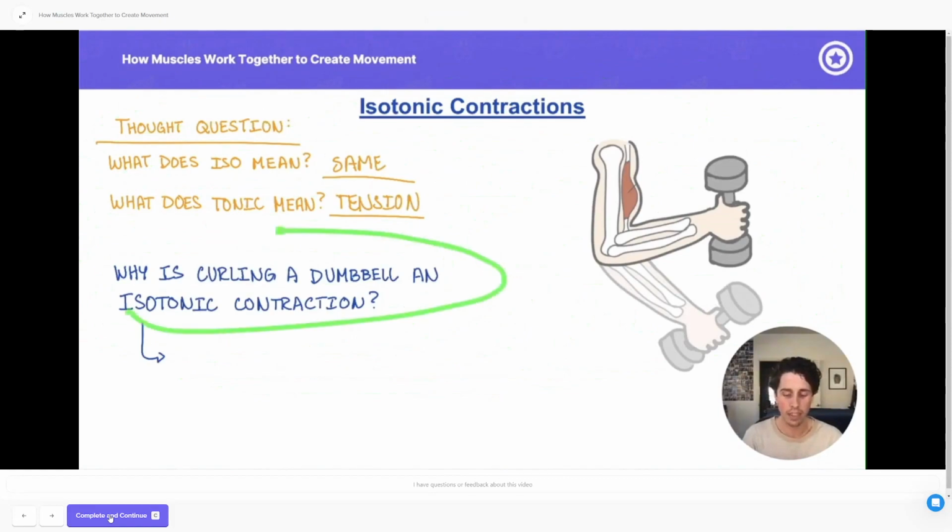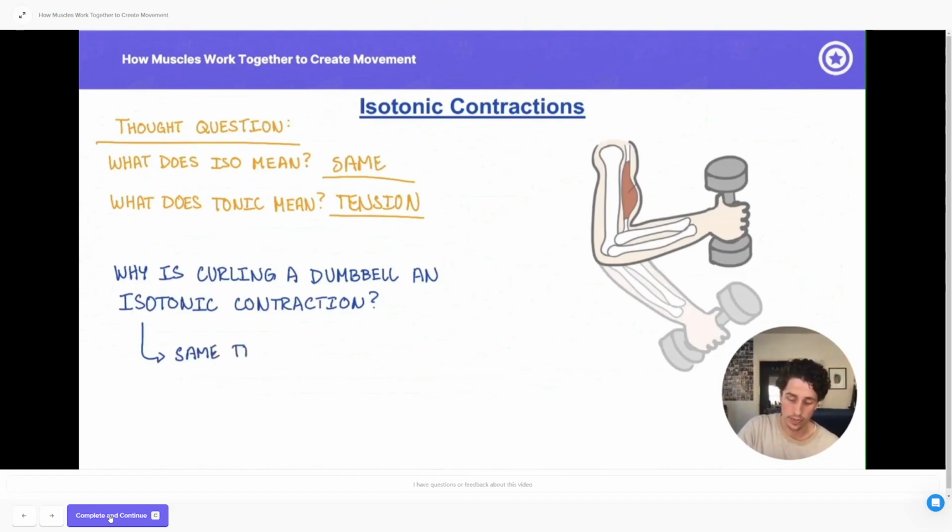So let's think about this question now. Why is curling a dumbbell an isotonic contraction? If you think about it, the dumbbell is going to stay the exact same weight the entire time we're curling it. And so that tension is going to stay the same throughout the entire thing. This type of movement with curling a dumbbell is always going to be isotonic just because that tension is going to remain the same throughout the entire contraction. So this is going to be the same tension throughout the contraction.